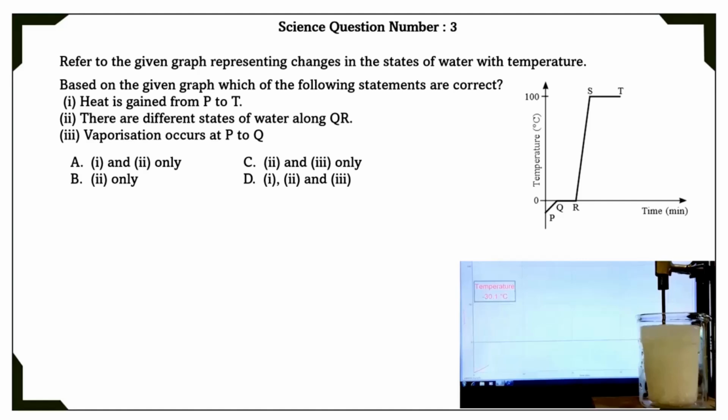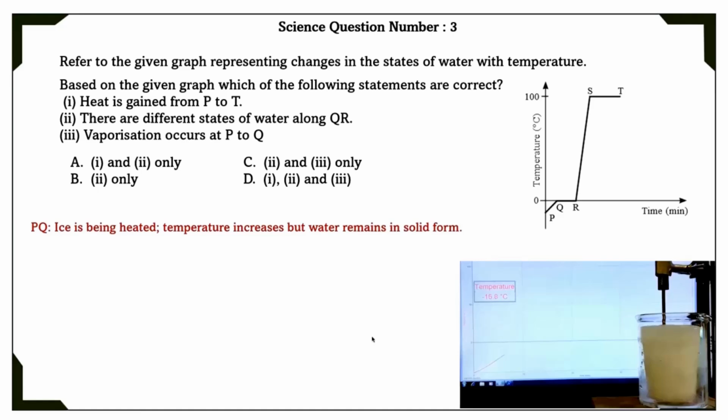Science question number 3. Refer to the given graph representing changes in states of water with temperature. Based on the given graph, which of the following statements are correct? 1. Heat is gained from P to T. 2. There are different states of water along Q to R. 3. Vaporization occurs at P to Q.